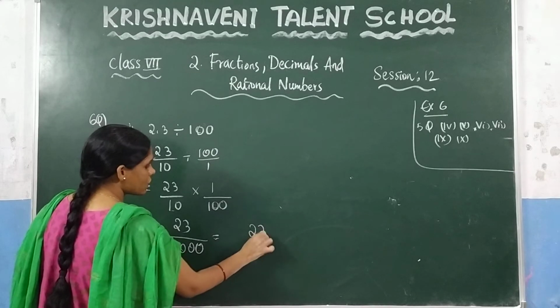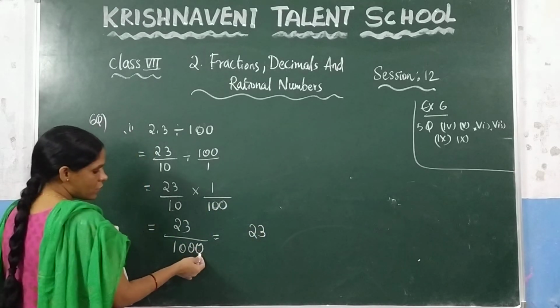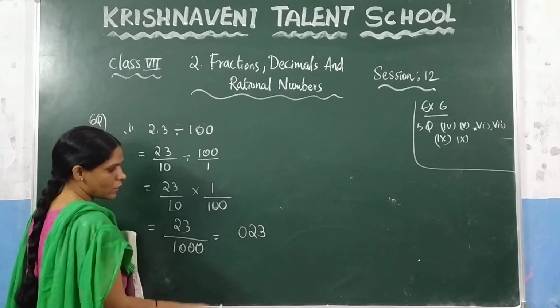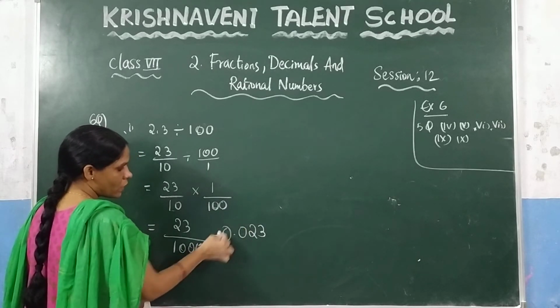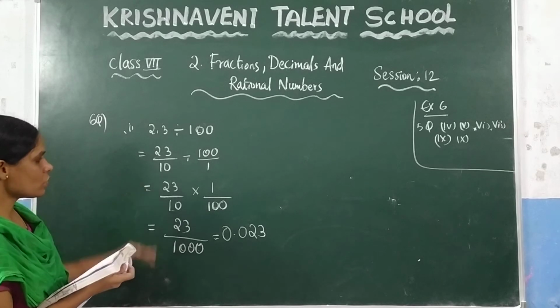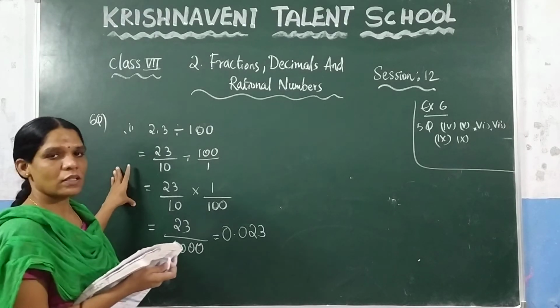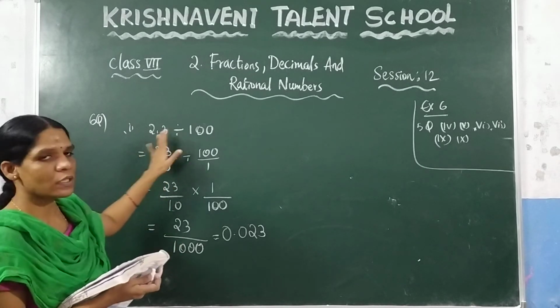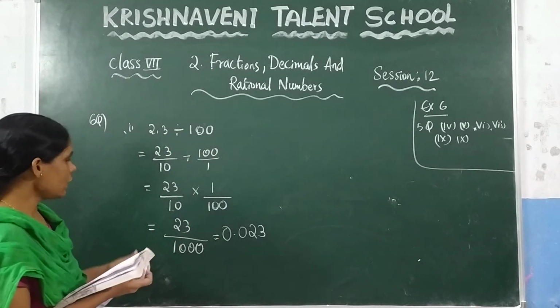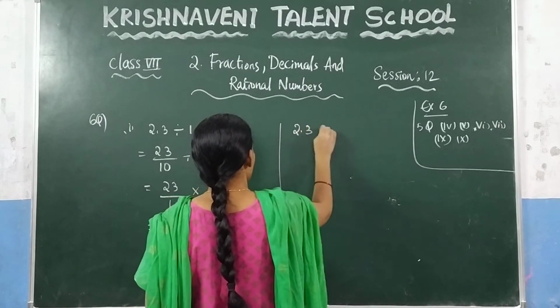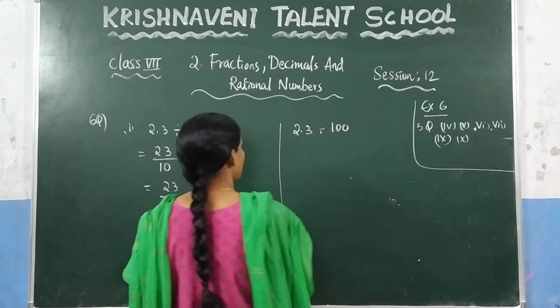So what is the result here, which is 23? Since you need to move 3 places, 1, 2, the third number is not there, so keep it 0. Before that you need to keep the decimal point. Like this you need to do. This is the normal division if you have been given any decimal number and a whole number. And if you want to do the other process, which is the shifting method, 2.3 divided by 100.